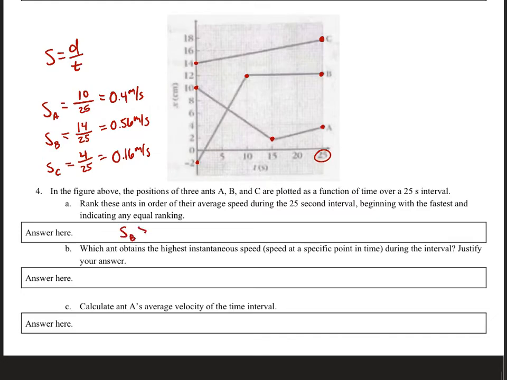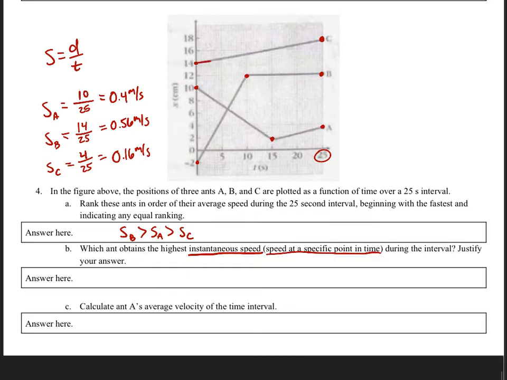Well, the speed of B is greater than the speed of A, which is greater than the speed of C. Which ant obtains the highest instantaneous speed? We've been talking about average speed so far. What does instantaneous mean? It's the speed at a specific point in time during the interval. So really what we're looking for here is what ant traveled the fastest at any point in time.